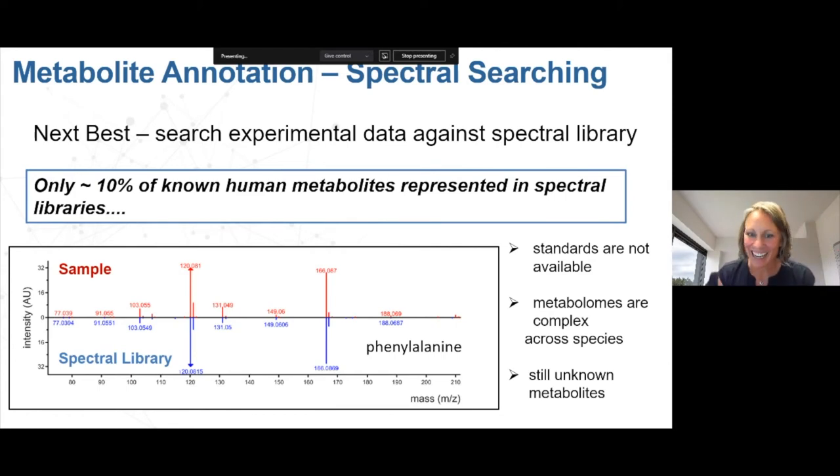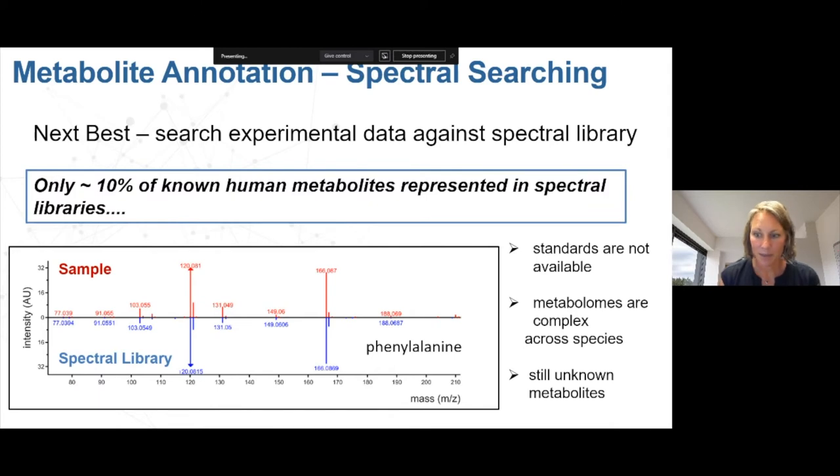But before I get there, the next best option, if we can't do this gold standard option, is to compare our experimental data to spectral libraries. These are libraries generated by other people, and they contain spectra of authentic standards. This can be relatively high throughput, but it's estimated that only about 10% of known human metabolites are represented in spectral libraries. And this number is probably even less when we think about plant metabolites or microbial or bacterial metabolites.